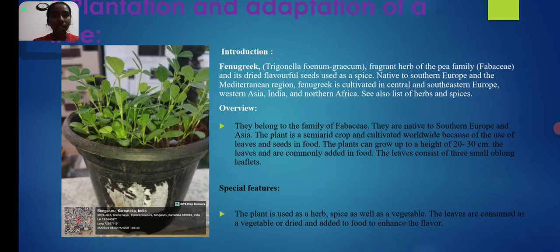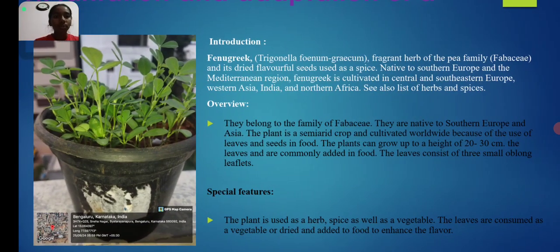is used as a spice. Native to southern Europe and the Mediterranean region, fenugreek is cultivated in Central and Southeastern Europe, Western Asia, India, and Northern Africa. We can see all the types of herbs and spices there.